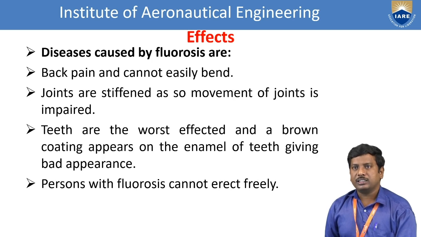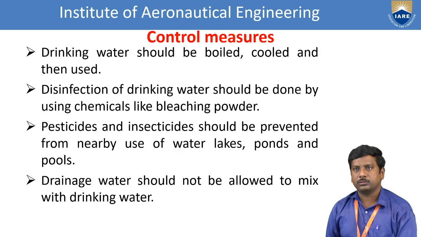So, what are the diseases caused by fluorosis? Back pain and cannot easily bend. Joints are stiffened, and so movement of the joints is impaired. Teeth are affected, and a brown coating appears on the enamel of teeth, giving a bad appearance. Persons with fluorosis cannot stand erect freely. So, this is about the effects of fluorosis. And now we see, because of the many effects of water pollution, how to control this water pollution.